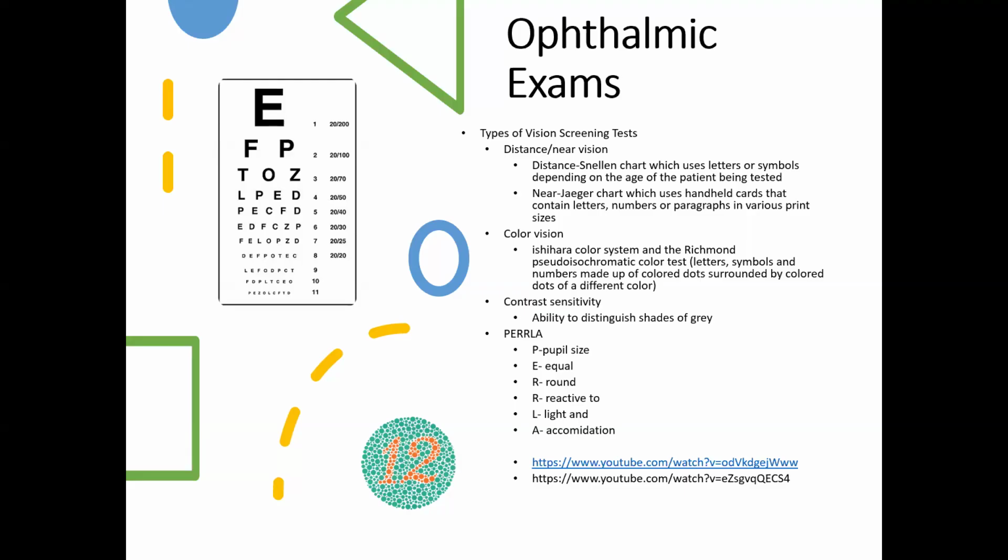We also do an eye exam, and the acronym for it is PERLA. It is pupil size, so what size are the pupils? Are those pupils equal on both sides? Are they round? And are they reactive to light and accommodation?